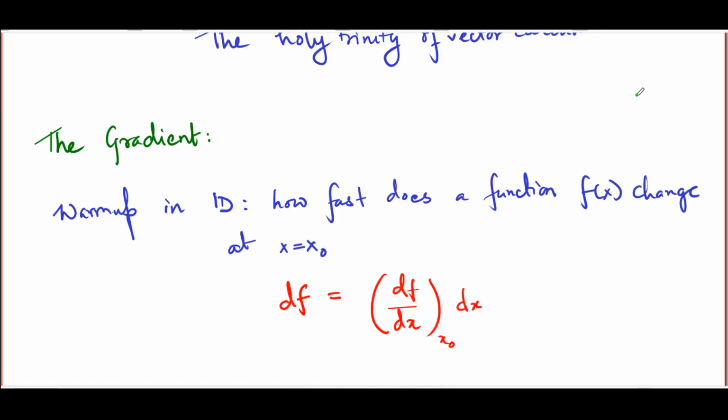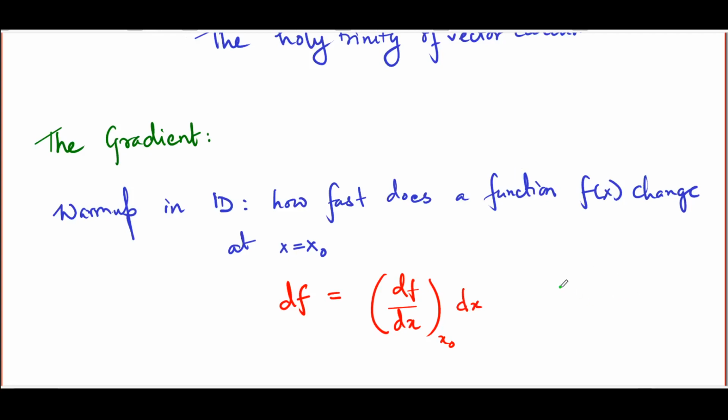And we all know the answer to that. The change in f, df, is related to the displacement or change in x, dx, by df equals the derivative of f at x, evaluated of course at x0, times dx. So this particular number, df dx at x0, is the gradient of the function f at the point x. It tells you how fast the function rises as you move along the curve.